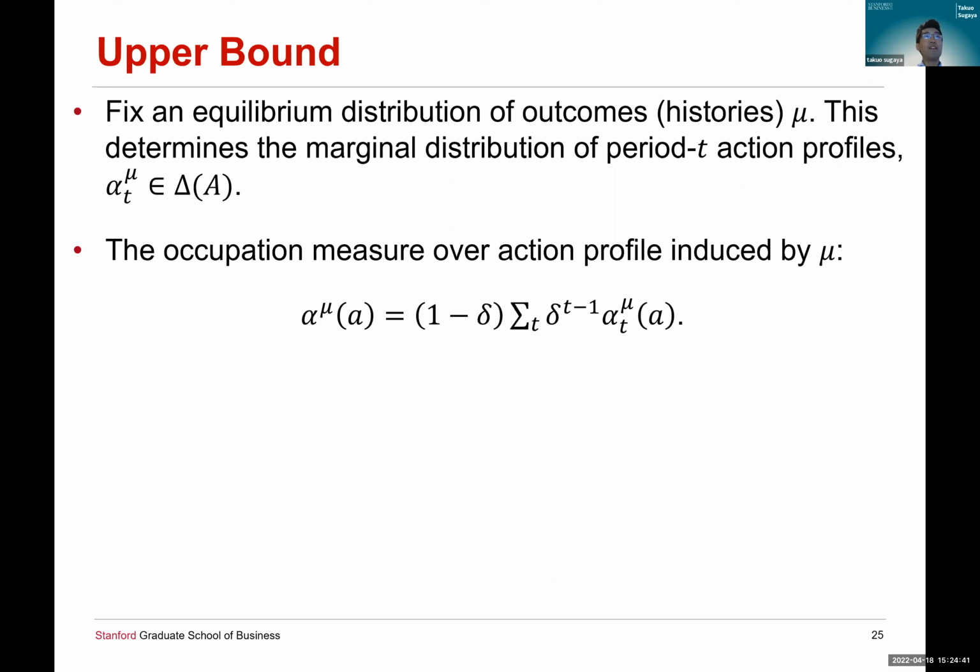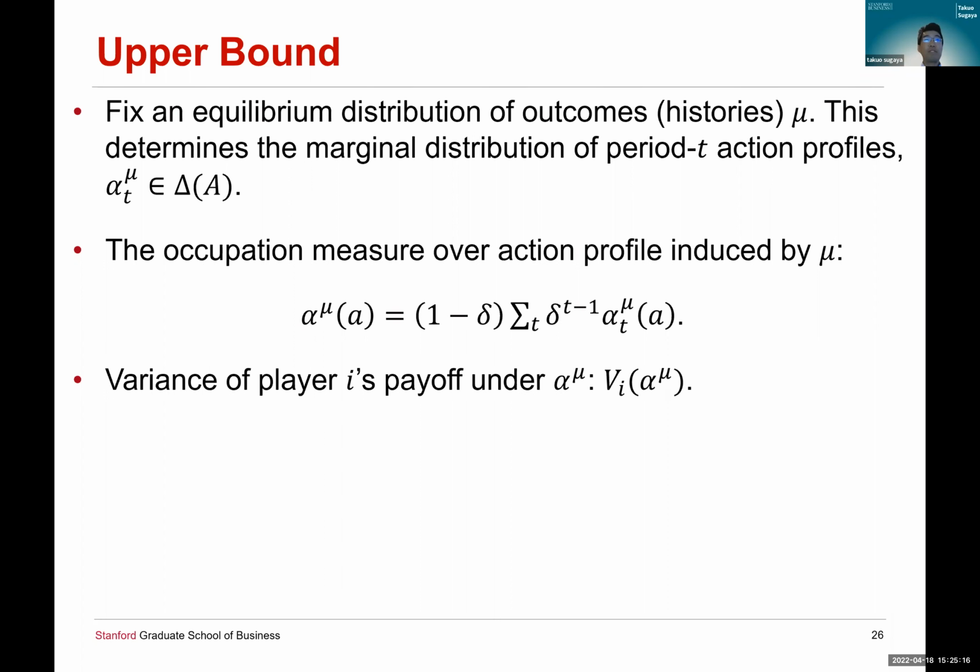And then we consider the occupation measure over action profiles induced by this mu. What is this? The occupation measure for action profile a is just a discounted sum of the probability that action a is taken from the ex ante perspective in each period t. So this is essentially the expected frequency of action a being observed in equilibrium, properly discounted over time.